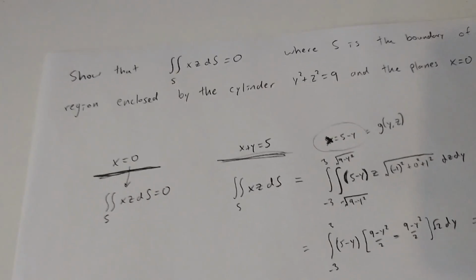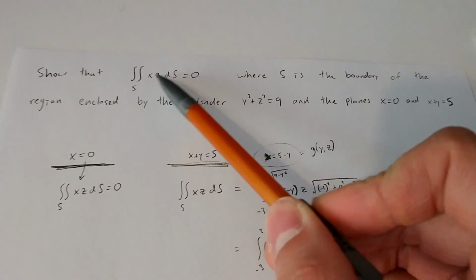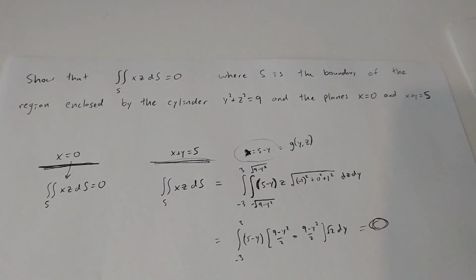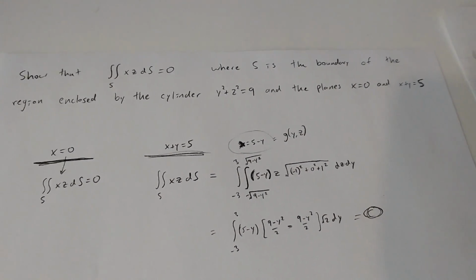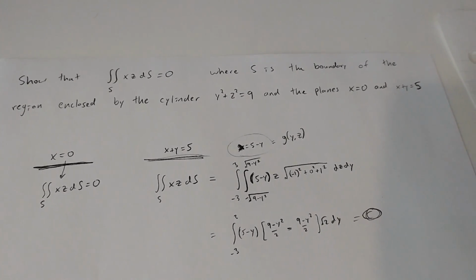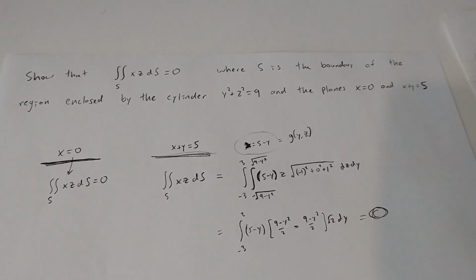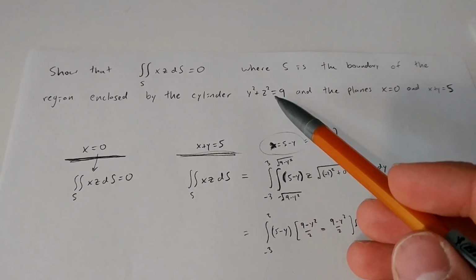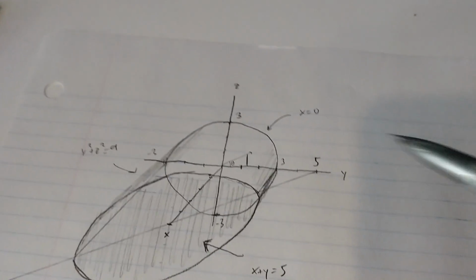Okay, so we want to show that this surface integral equals 0, where S is the boundary of the region enclosed by the cylinder y squared plus z squared equals 9, and the planes x equals 0 and x plus y equals 5. So first, I want to visualize this, so I drew this plot here.